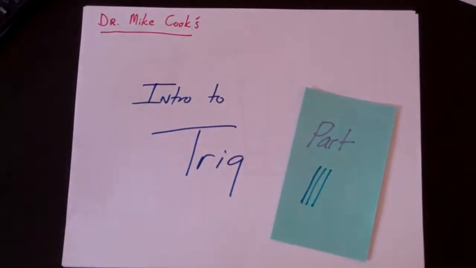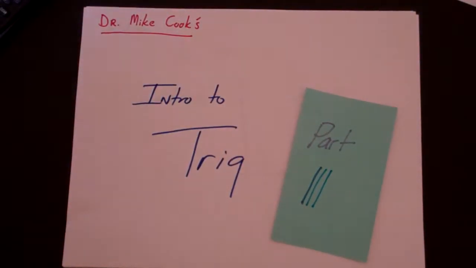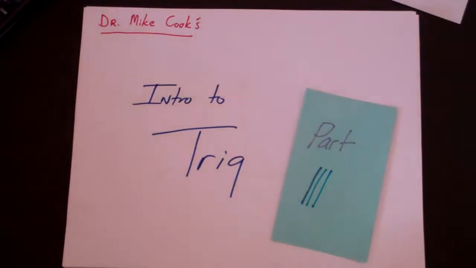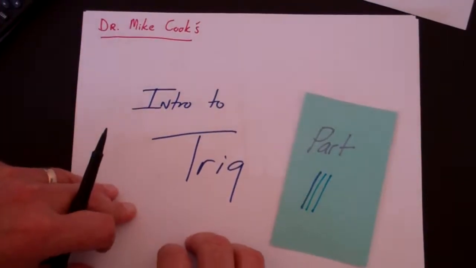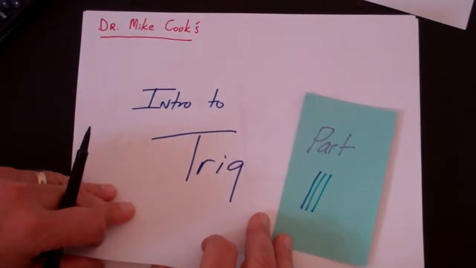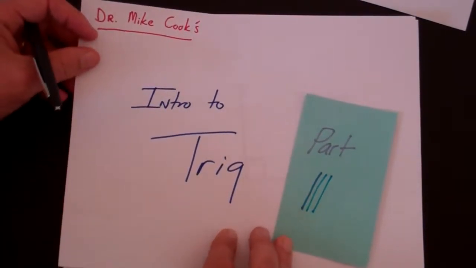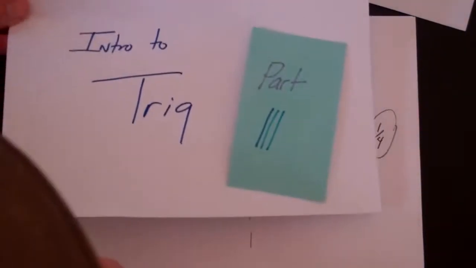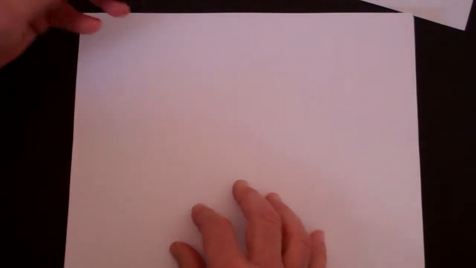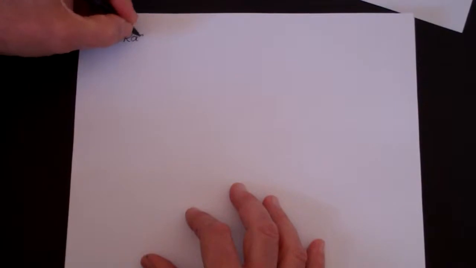In this third video on Intro to Trig, we're also going to convert from radians to degrees and degrees to radians. And in this one, we're going to focus on converting from a radian measure to a degree measure. So again, this is simply a case where we're going to be given a problem that has radians. So let's do an example.